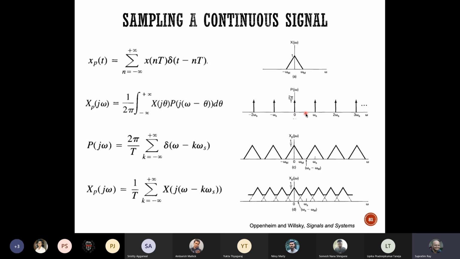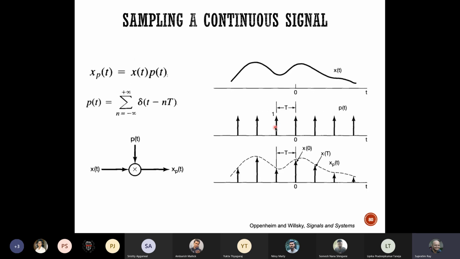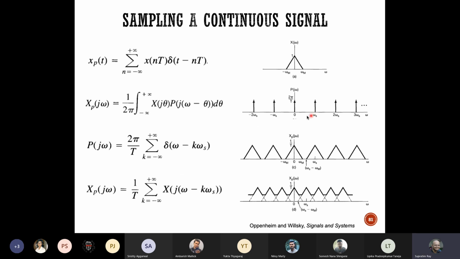Okay, and if you're sampling too fast, which means that these samples are quite close in time, they'll be well separated in frequency, so that the Fourier transform has separation between these. But if you are not sampling fast enough, then there will be overlap. This is what is called aliasing.